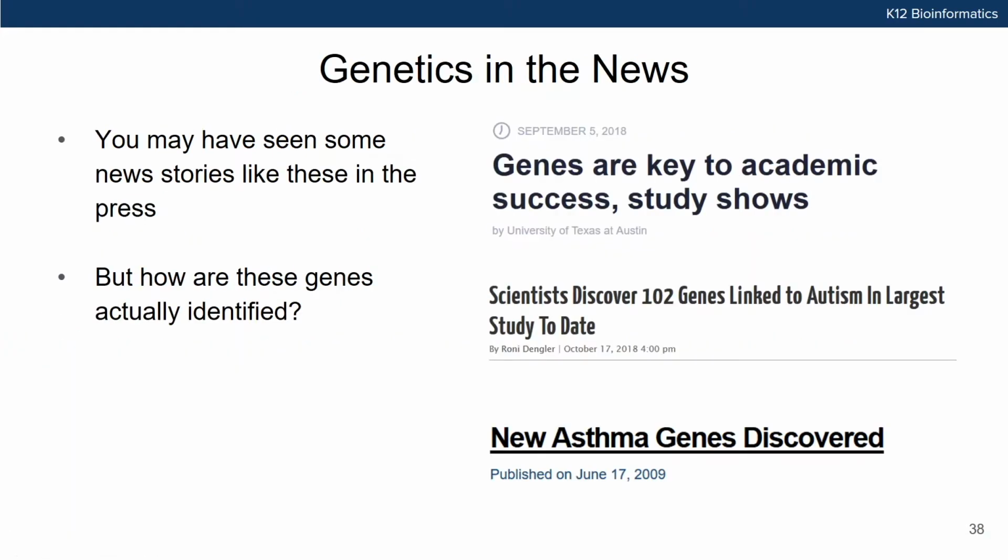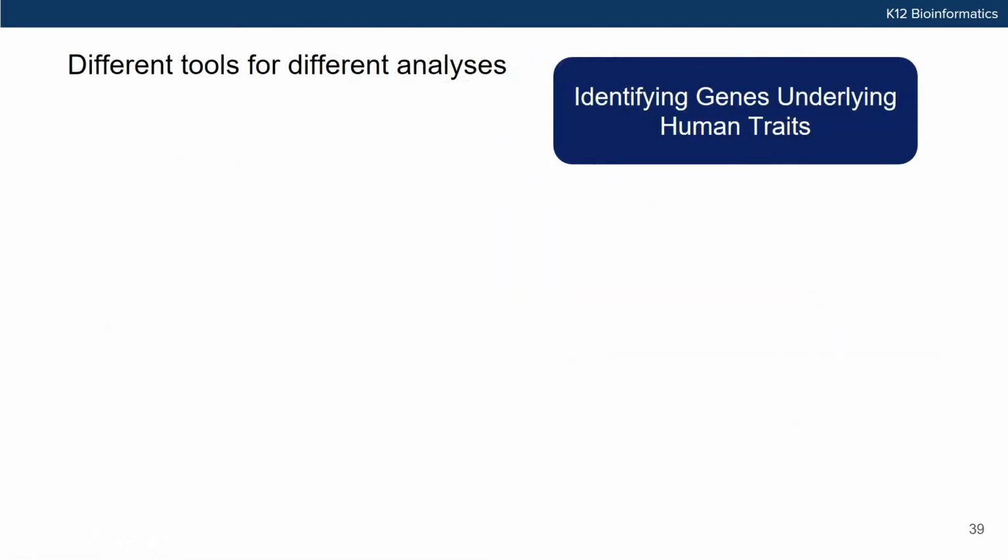Now, you may have seen some news stories like these in the popular press. Things like, genes are key to academic success, study shows. Scientists discover over 100 genes linked to autism in largest study to date. And new asthma genes discovered. But how are these genes actually identified by scientists? Let's find out. Scientists use a number of tools to investigate the genome and identify genes underlying human traits.